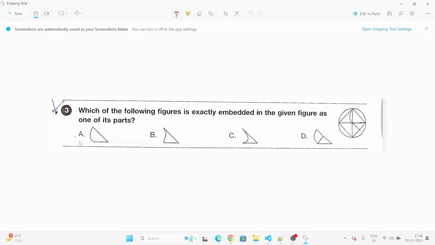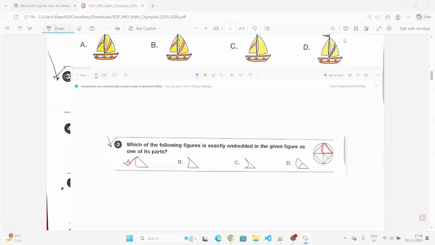From the first option A, we can try to match the same thing. We can check. Here we have the left part, then we can move to the right, and here we got this one. This exactly matches with this A part. So I think the answer should be A. I hope you all got this answer. Now move to the next question.